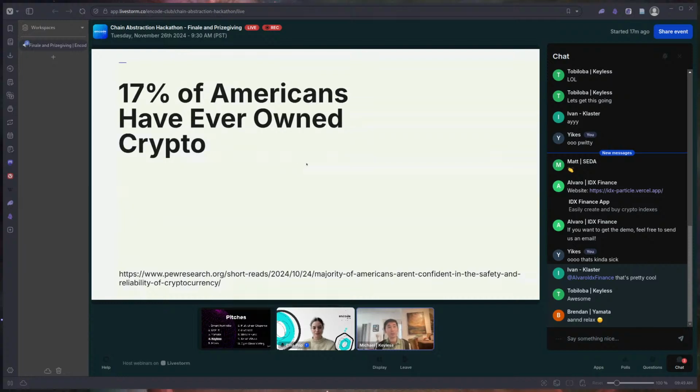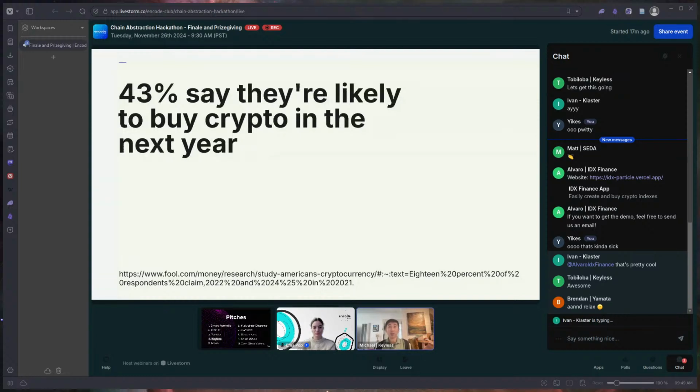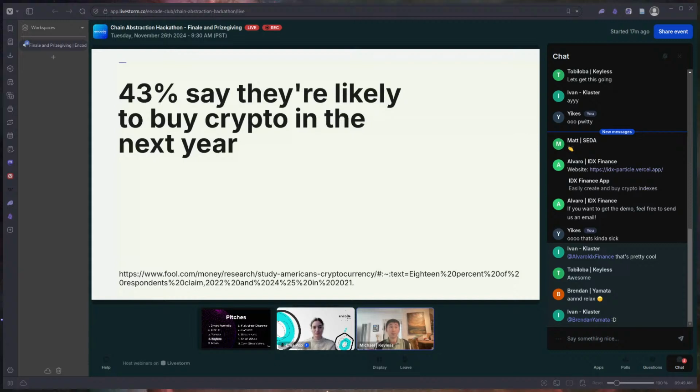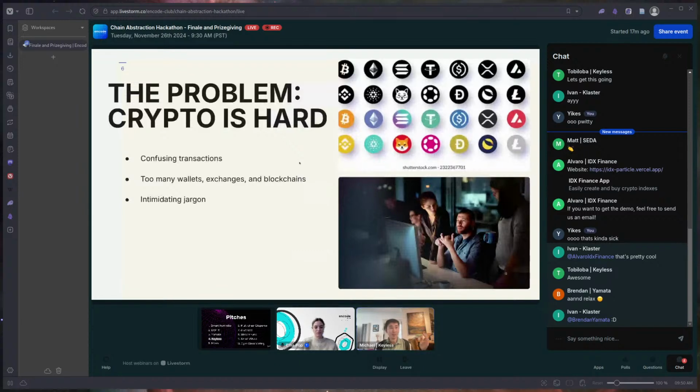It's only 6.8% worldwide. And so despite all this, 43% of Americans say that they're likely to buy crypto for the first time within the next year. That is a huge disconnect. And so why aren't people buying crypto if they want to? The problem: crypto is still too hard. Users face confusing transactions, too many wallet options, exchanges, blockchains, and just intimidating language.